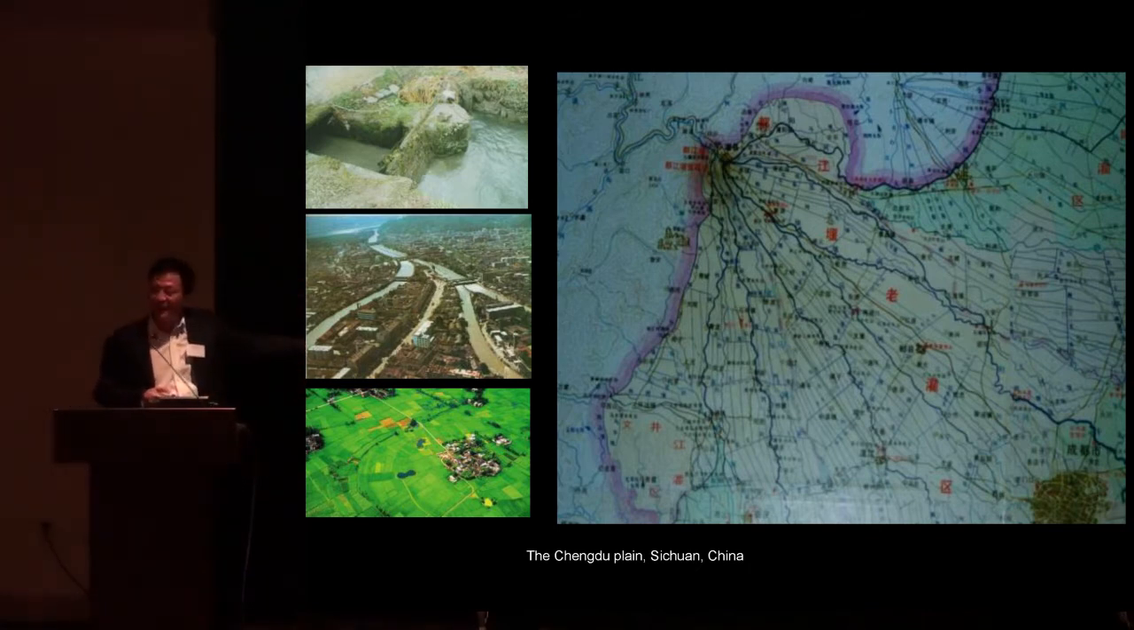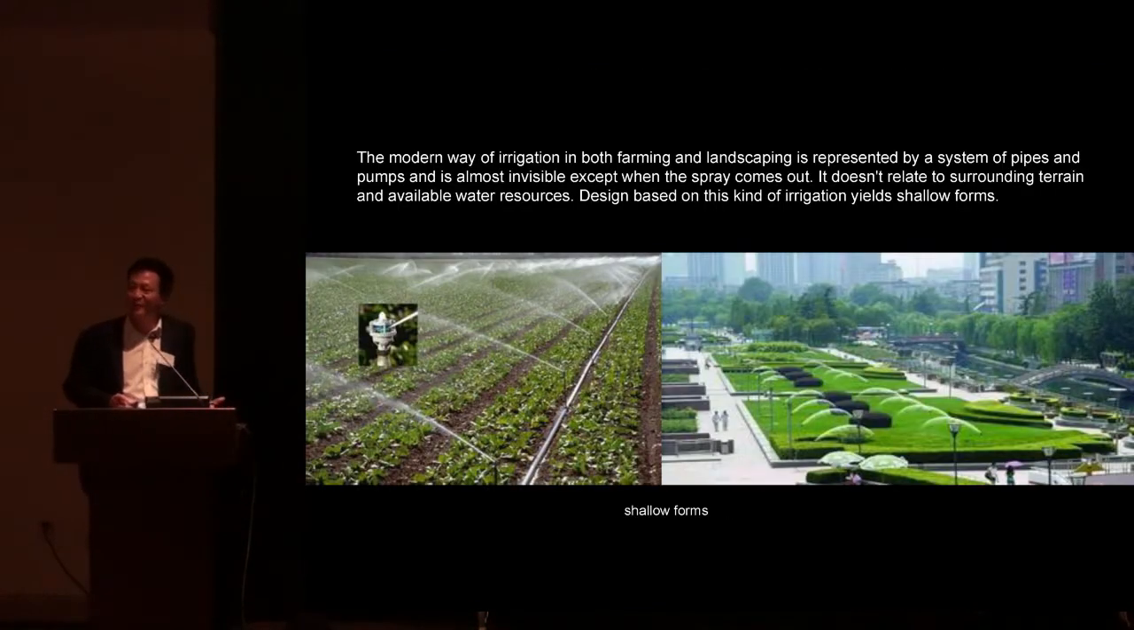The whole landscape in China, as in the Sichuan Basin, the whole basin is transformed by this simple irrigation technique. A fish mouth divides the whole basin into this kind of landscape. That's the irrigation system based on the natural process. You can imagine what kind of fake form can be produced today if we use pumps and pipes and machines. Today's irrigation systems don't create deep forms.